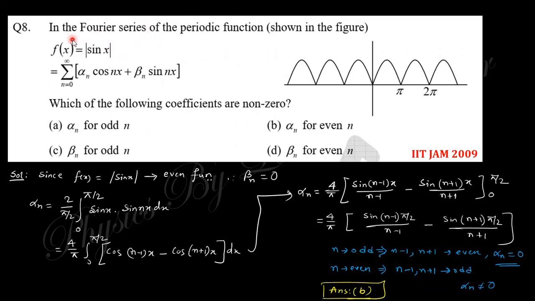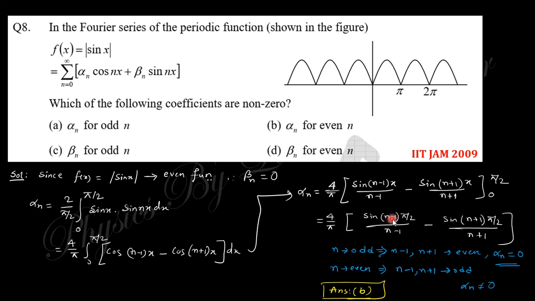Next question. In the Fourier series expansion of a periodic function, this is a periodic function which is mod of sin x. Which of the coefficients is non-zero? So this is an even function. Since this is an even function, beta n must be 0. So these two cancel out. Only alpha n exists. So find out the value of alpha n. The same thing, this is an even function. That's why the limit 0 to pi by 2, and there is multiplication of 2, and the half limit is pi by 2. Right. So take this formula and integration you can get here.